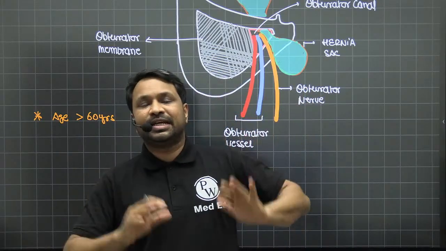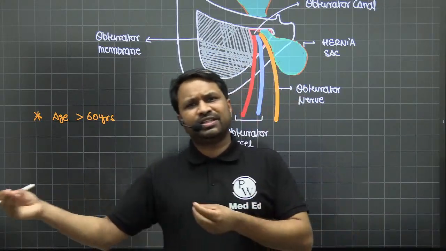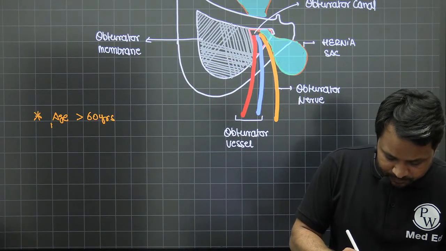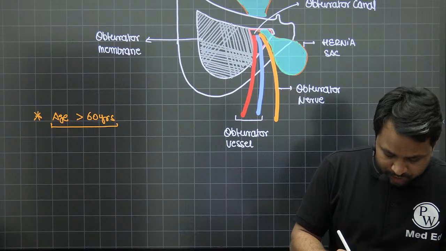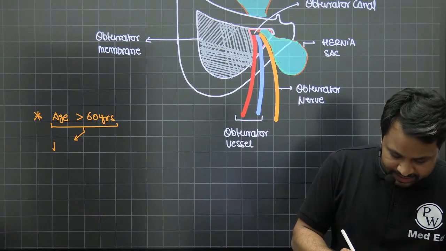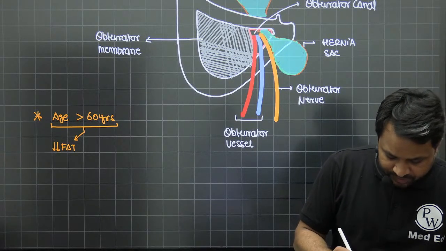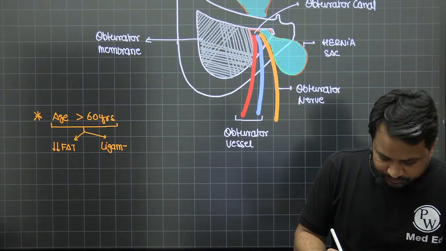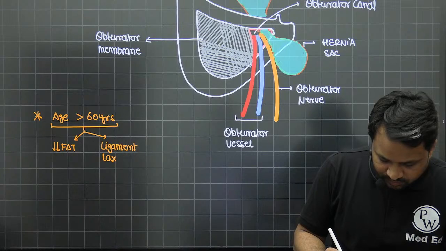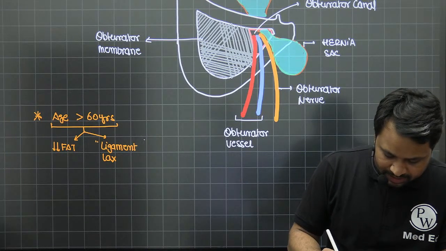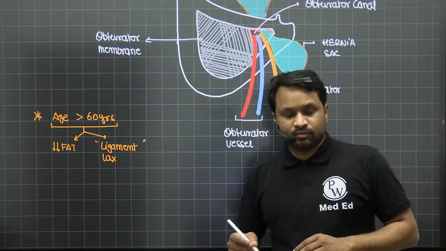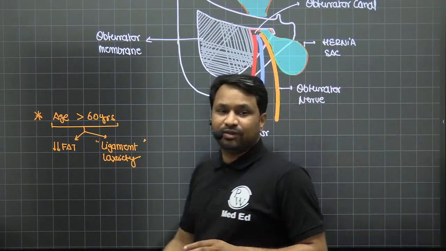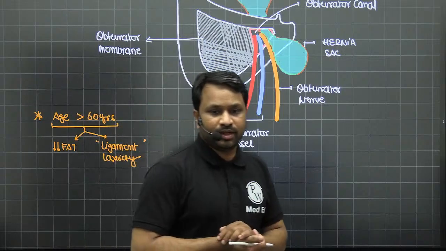Now, whenever there's decrease in this fat component, elderly patients, obviously they lose a lot of fat, so that becomes a risk factor. So elderly patients are a risk factor for the development of the obturator hernia because of, number one, there is excessive loss of fat. At the same time, there is ligament laxity. The ligaments are going to become lax. There is a laxity of the ligament, and that laxity of ligament will cause more compression, right?